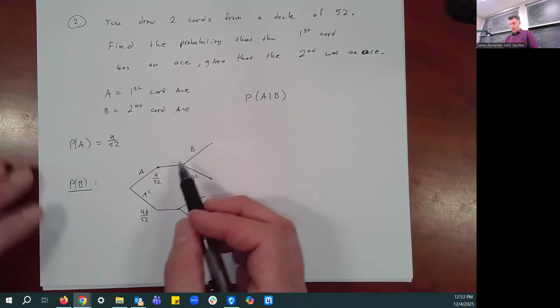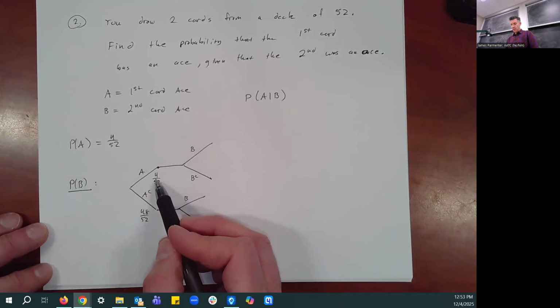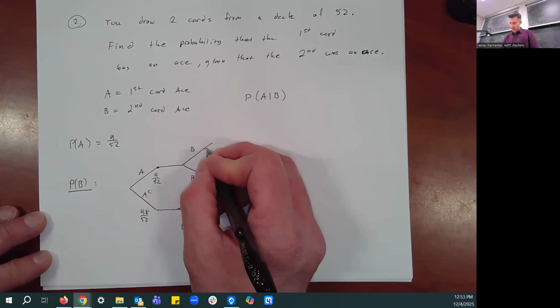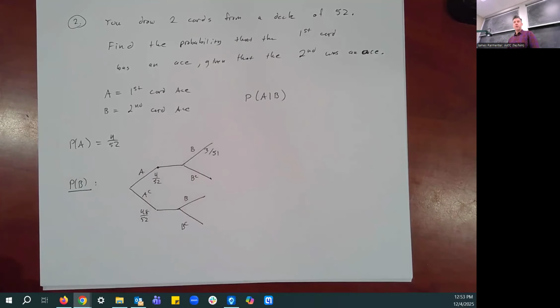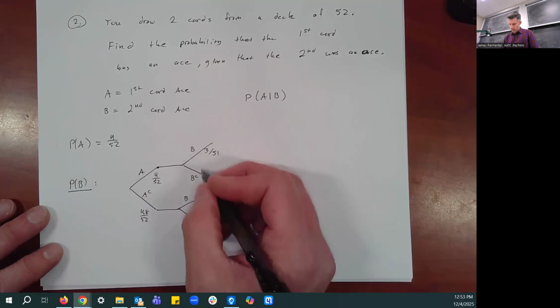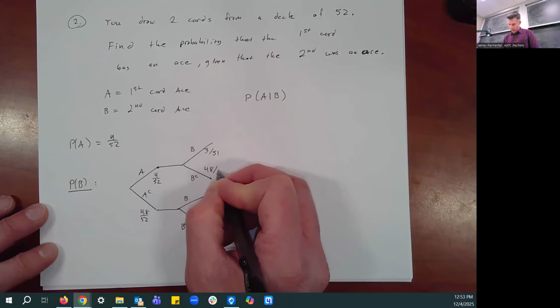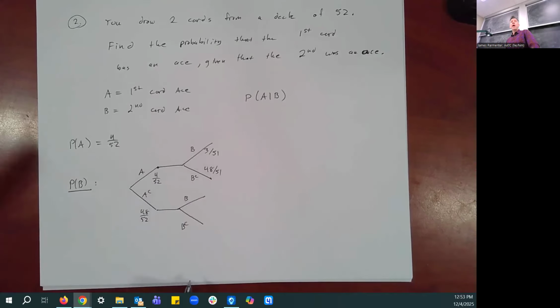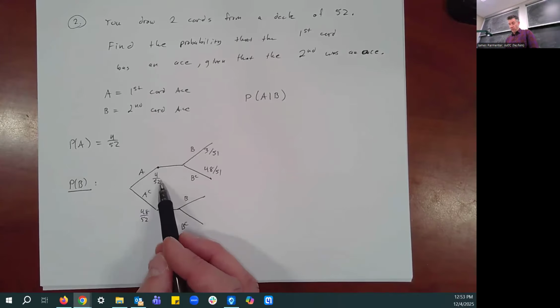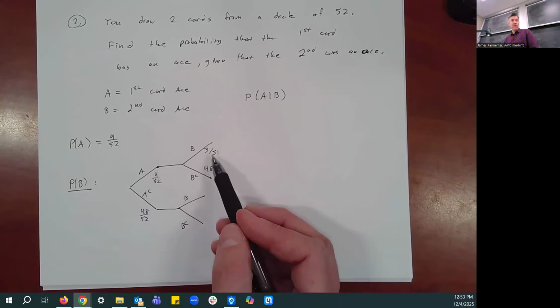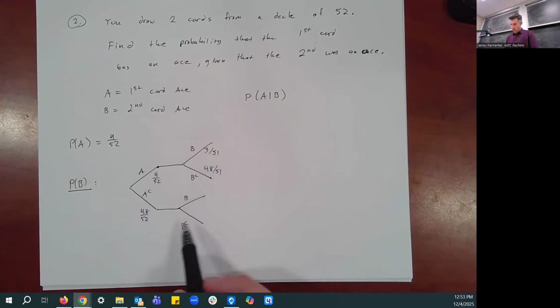If the first card was an ace, the probability the second card is an ace is 3 aces left out of 51 cards in the deck. And the probability the second card is not an ace is 48 non-aces left out of 51 cards in the deck. Notice again, like I said before, each of my branches still adds up to 1. 4 out of 52 plus 48 out of 52 is 1. 3 out of 51 plus 48 out of 51 is 1, because you're counting all the things that can happen. It's either this or that, and nothing else is possible.